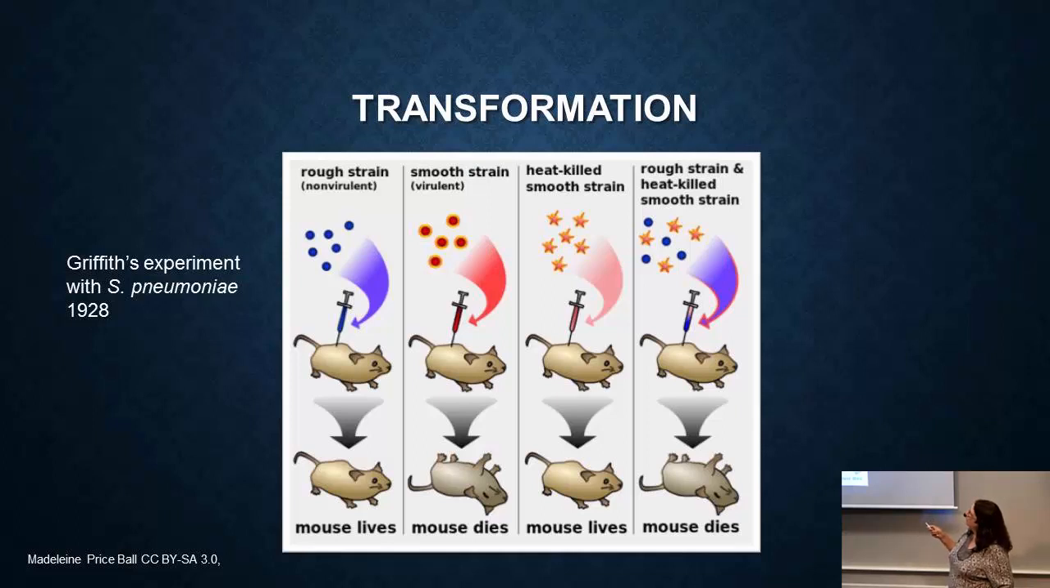But if you mixed the heat-killed strain with the rough strain and injected it into the same mouse at the same time, the mouse died. He called this the transforming principle. He didn't know what it was. He didn't know about DNA. He just knew that somehow these dead cells were giving something to the rough cells. Questions about that?